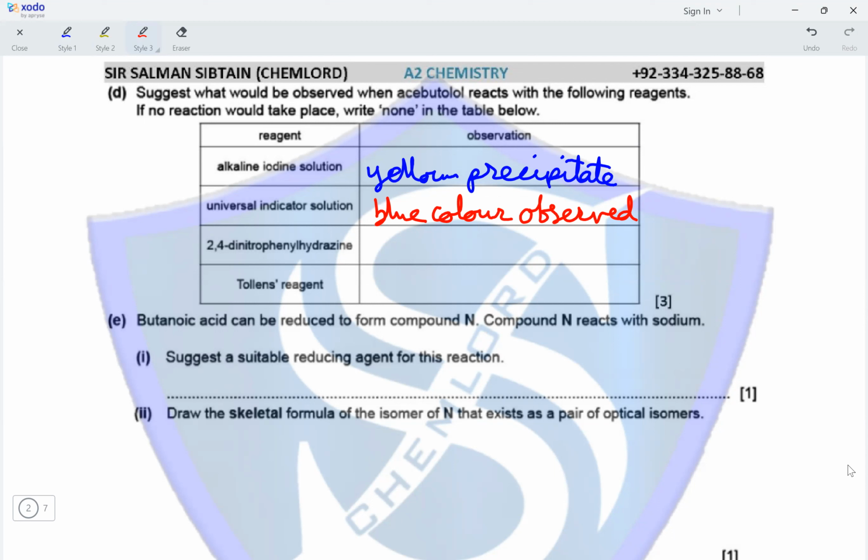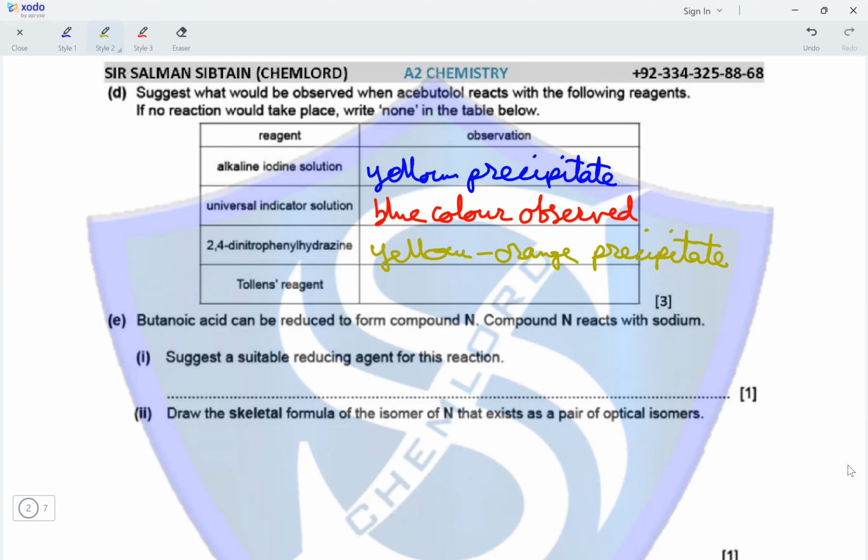Next is 2,4-dinitrophenylhydrazine, which is a test for the presence of the carbonyl group. We have one of the functional groups present in acebutolol being a ketone. So this would also give a positive result. So we will have a yellow, orange precipitate being formed.